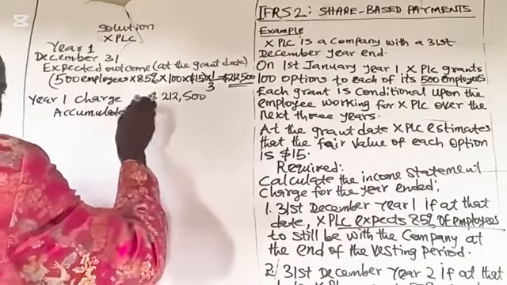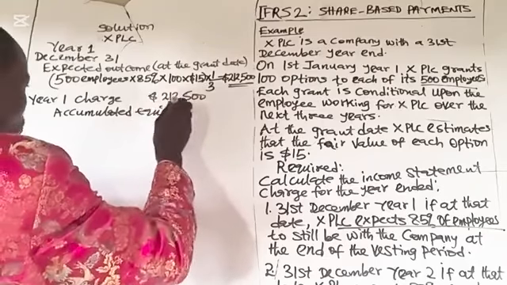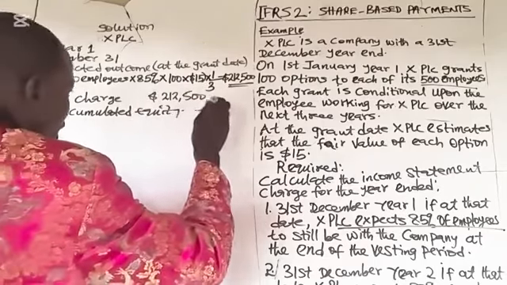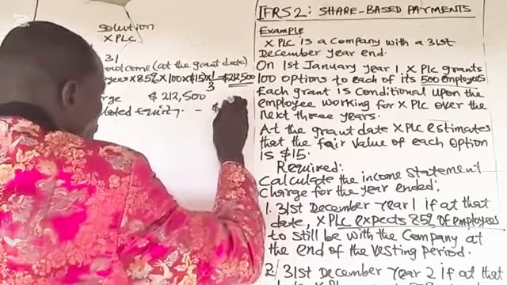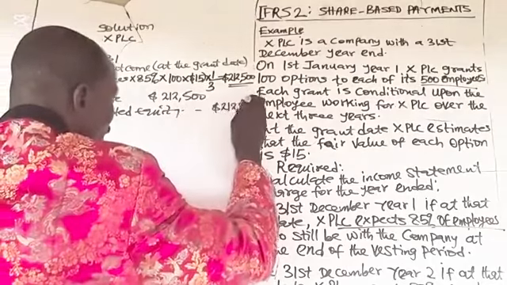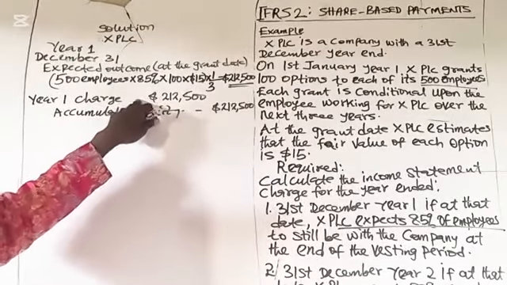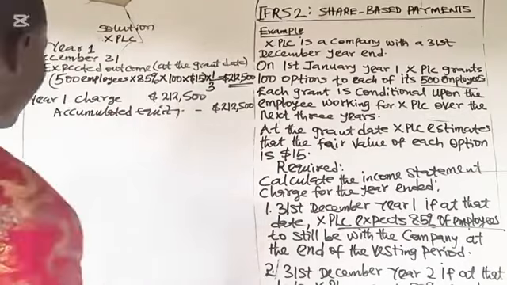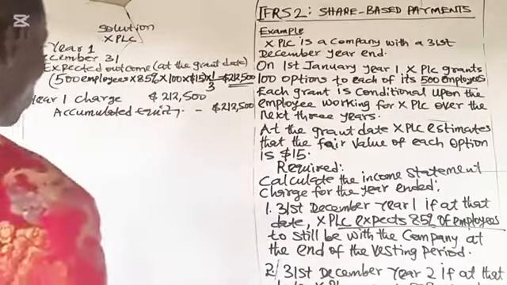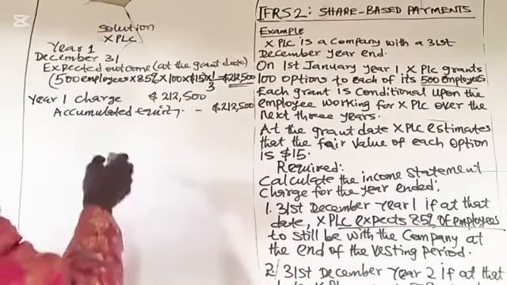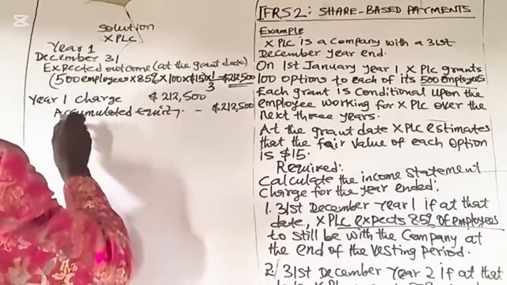Accumulated equity. We have to accumulate the equity. That is why I put accumulated equity. 212,500. You've debited the expense with 212,500. Then you've credited the equity with 212,500. Then you also have year 2.